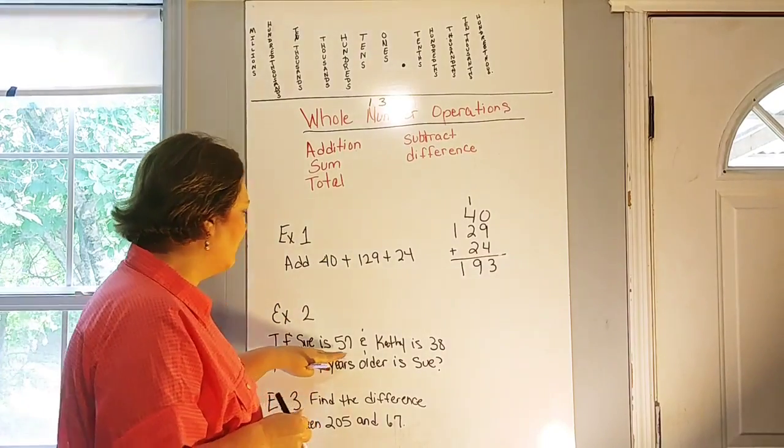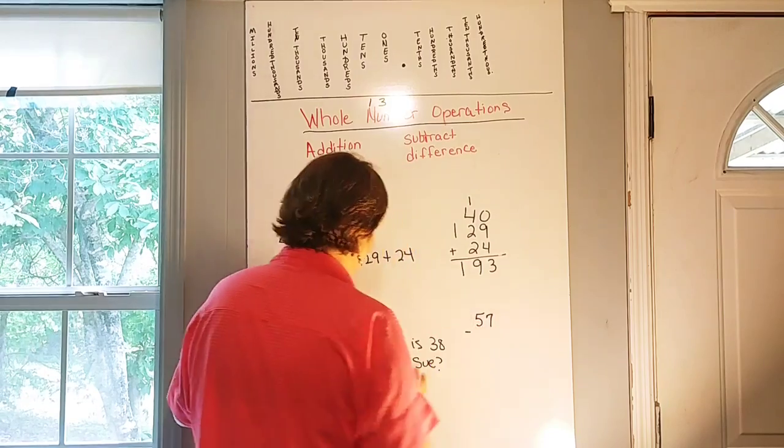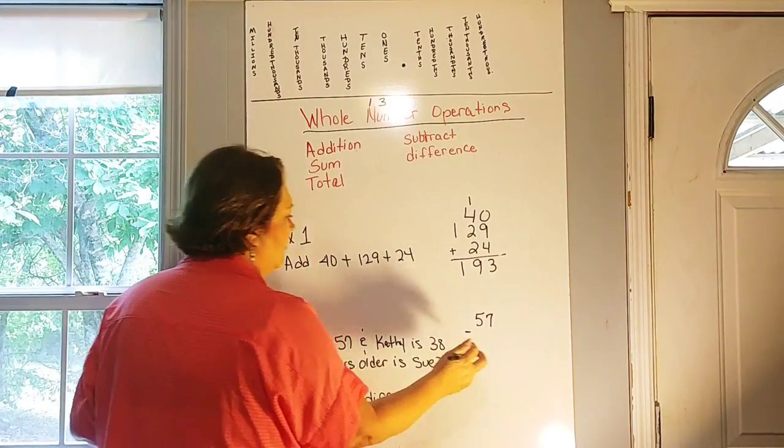Okay, so let's start with our greatest number first, and that is 57. And we're going to subtract or take away 38.